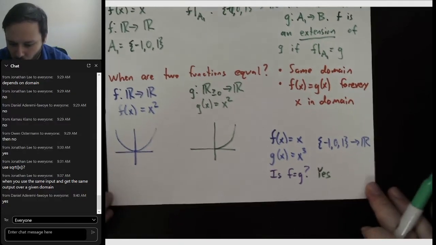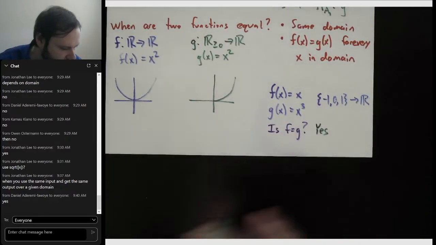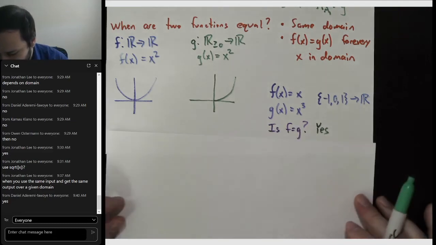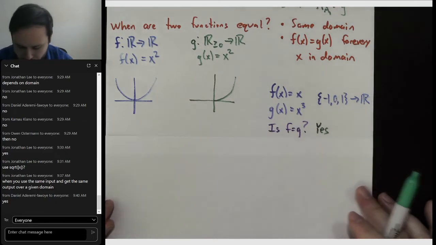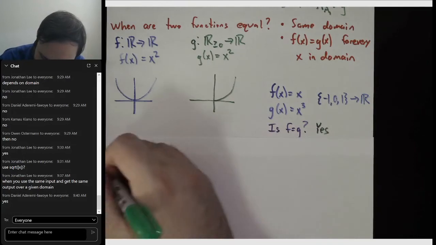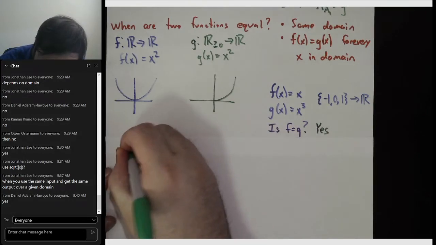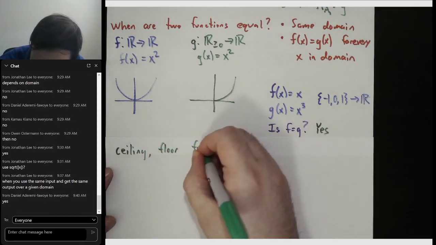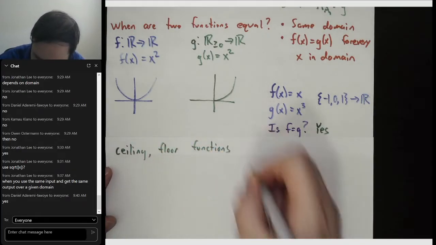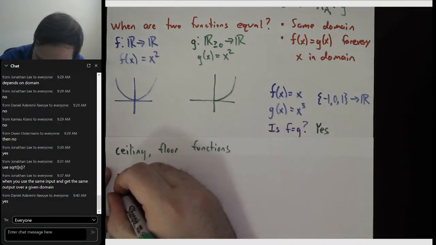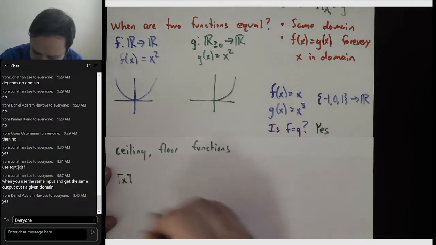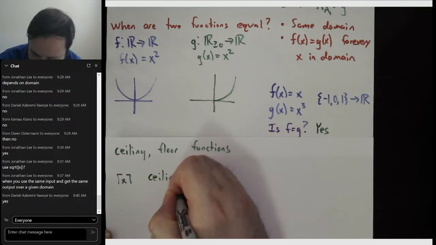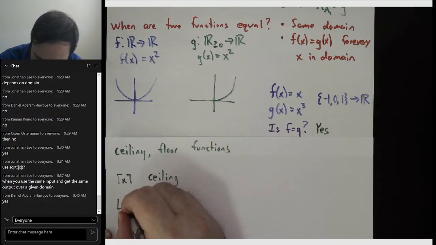Okay, one last topic I want to talk about today. I only have a couple of minutes, so I can't do the nice connection thing that I like to do, but we'll talk about this more on Tuesday: the ceiling and floor functions. So the ceiling function looks like this. And this is the ceiling. And the floor function looks like this.